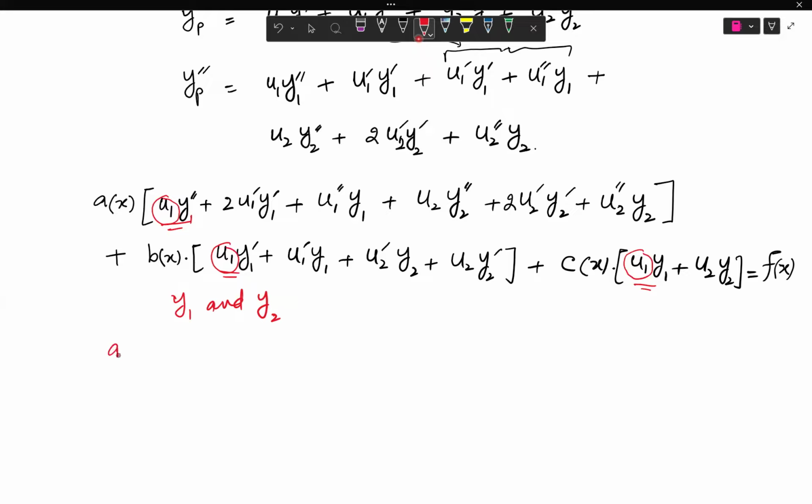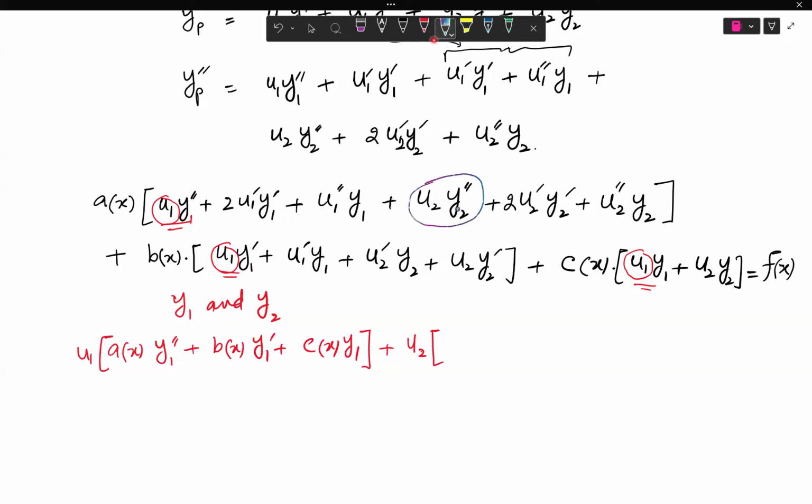So I will find a structure a(x) u1 y1'' plus b(x) u1 y1' plus c(x) u1 y1. And similarly, there is going to be another structure with u2. So let me pick that up from here. This one, u2 y2'', and similarly b(x) u2 y2' and then c(x) u2 y2.